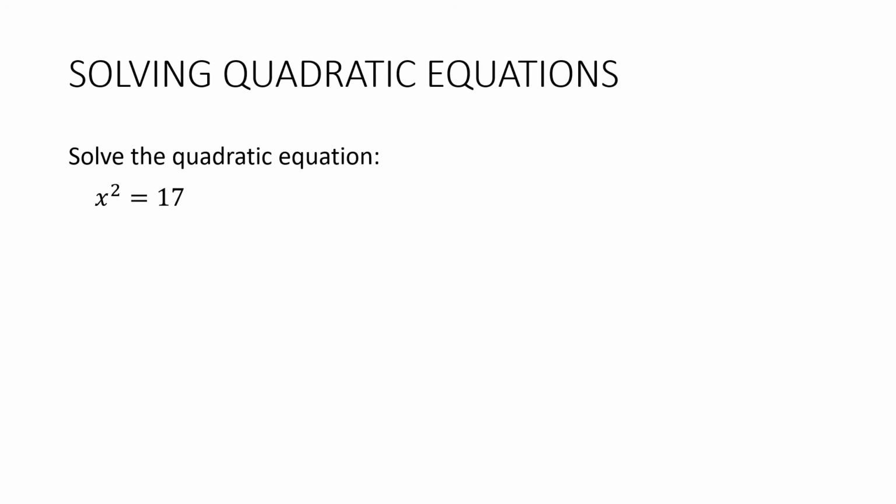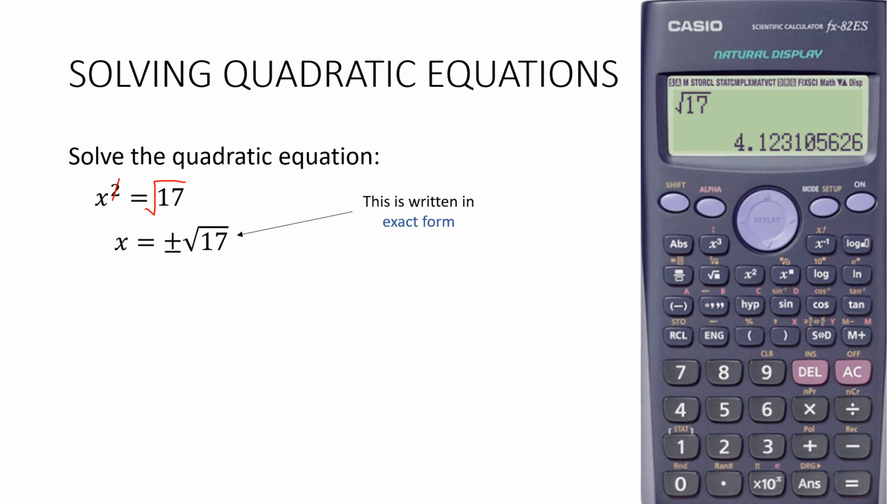How about this one? X squared is equal to 17. Same method, take the square over, it becomes the square root. But the problem we have here is that this is not a whole number, it's a decimal. So we've got two options. We can either write it in exact form. We still have to put plus or minus because there's still two answers. 17 is a positive number. Or we can put it in the calculator and approximate it to two decimal places.